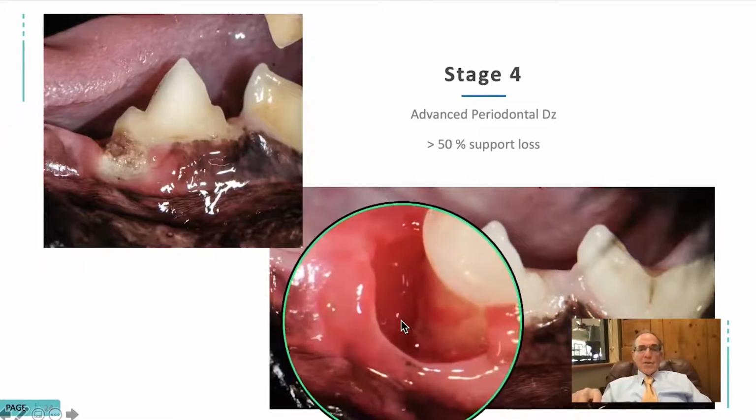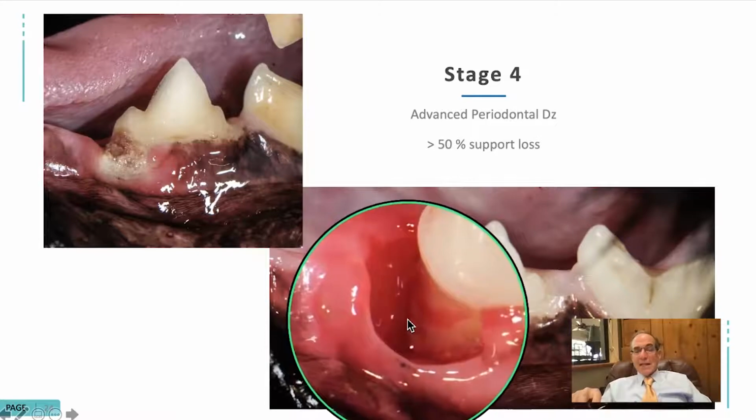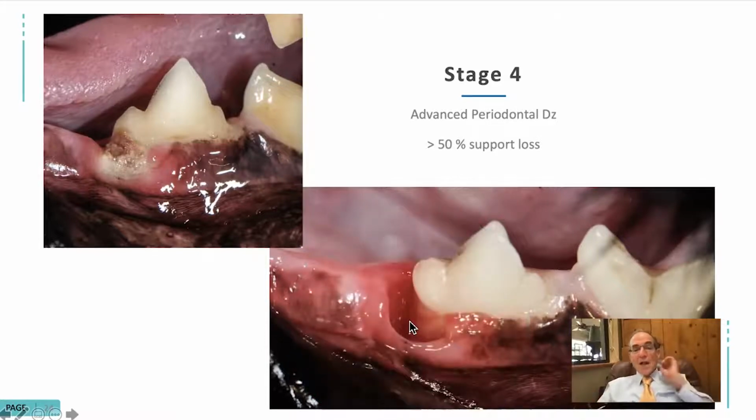So this tooth must come out because this is where exactly food's going to go the next time the cat eats. And you can imagine filling up your pocket with food from lunch and not taking it out in 6 months, your leg would start to rot off. So stage 4 periodontal disease treatment is extraction.